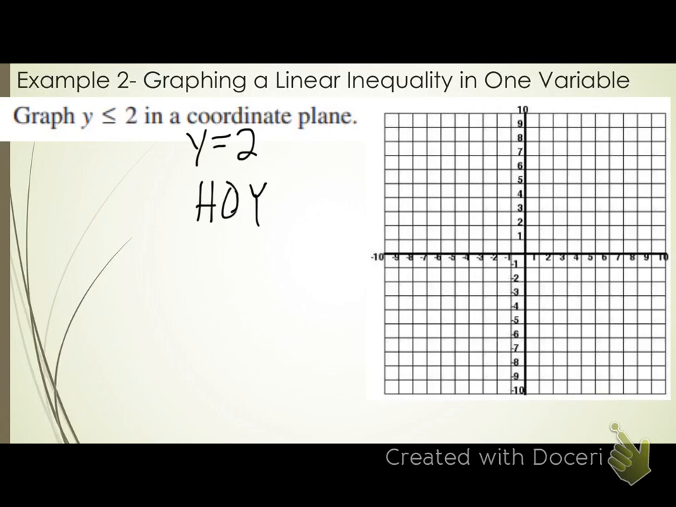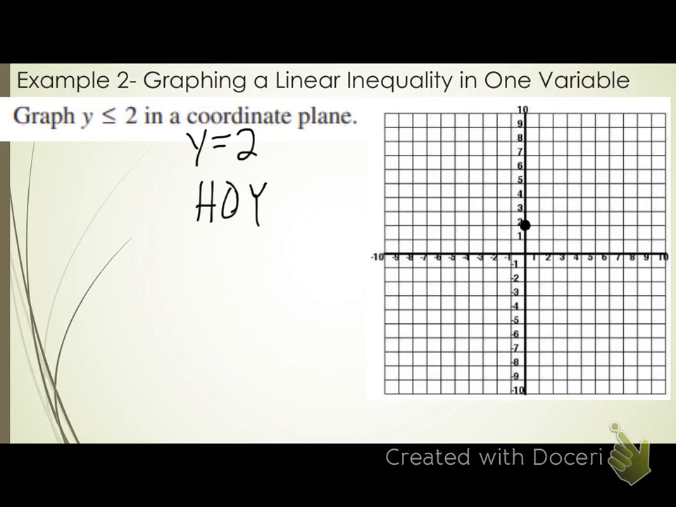It's just y equals a number. So I know it's crossing which axis? The y-axis, where? At 2. So put a point at 2 on your y-axis. What does the H on Hoy stand for? Horizontal. So I'm going to draw a horizontal line through this 2 on my y-axis.